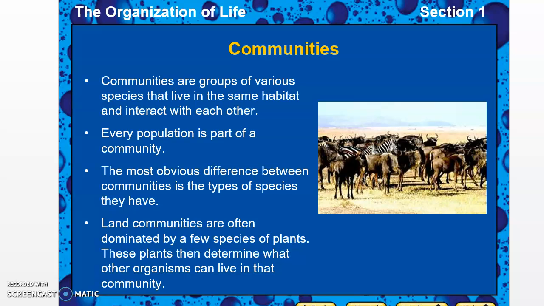Then you have what's called a community. Now, this is various groups of species that live in the same habitat. So they're different species, they live in the same habitat, they interact with each other. Every population is part of a community, okay? But the difference between a population and a community is that now you have different species in that community. Land communities often have some species of plants, and then those plants determine what animals live in that area, because animals aren't going to live in an area if they're not going to be able to get food in that area.